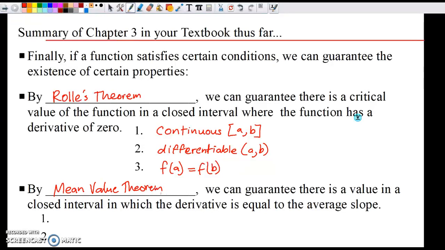By the mean value theorem, we can guarantee there's a value in the closed interval in which the derivative is equal to the average slope. Same first two conditions as in Rolle's theorem: continuous on a closed interval, and differentiable on the open interval.